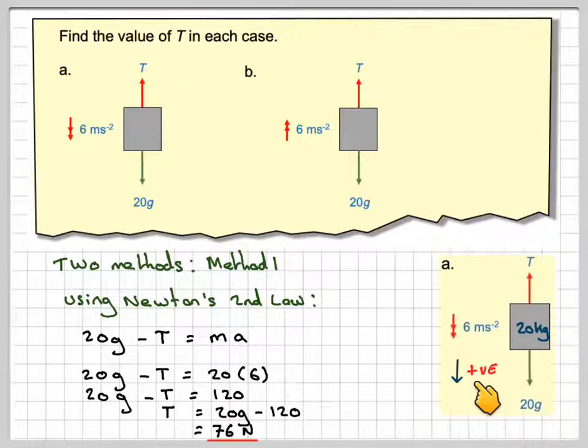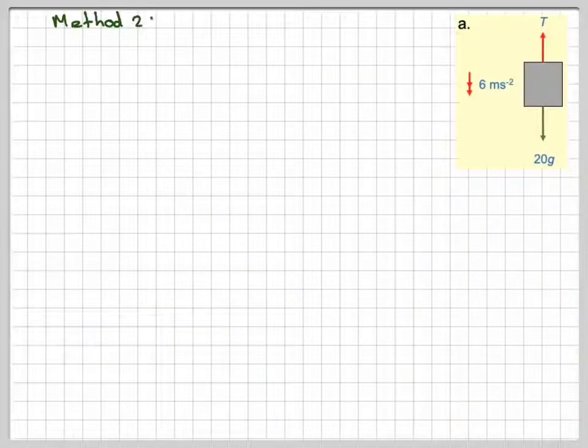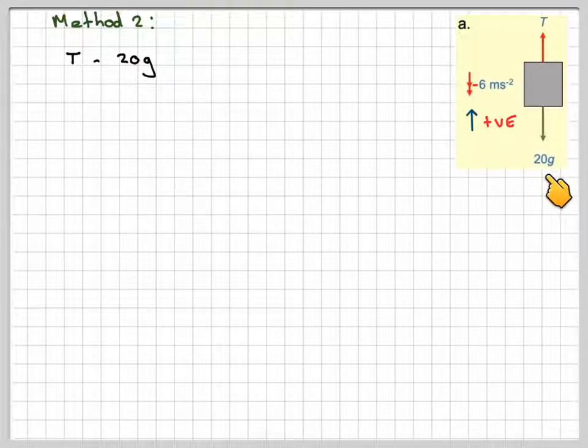Now that's what happens if we take positive for being downwards. Now you can also solve this by making positive being upwards. If positive is upwards, this now means that the acceleration, 6 meters per second squared, is acting downwards. So if positive is upwards, this now becomes negative. And now we say T, which is acting positively upwards, minus 20g, because anything acting downwards will be negative, it's going to be equal to the mass times the acceleration.